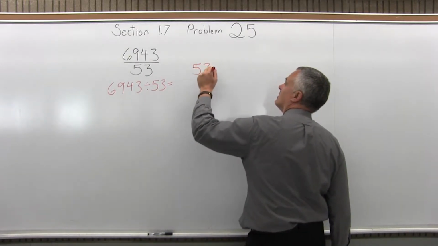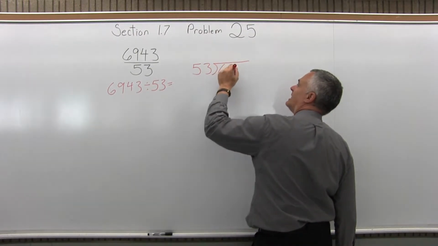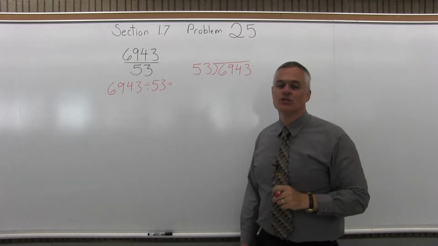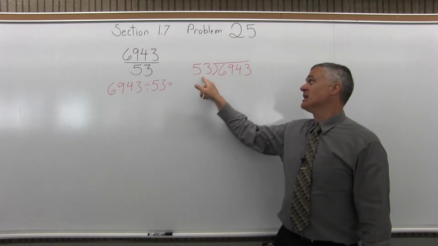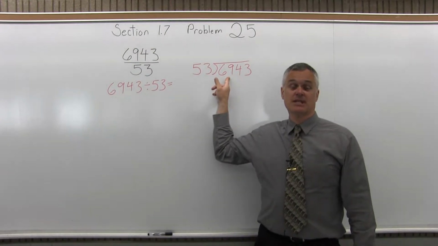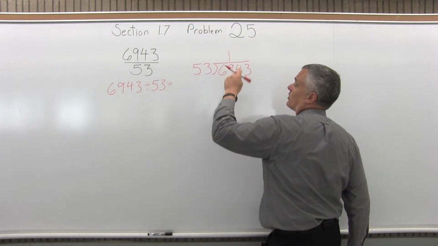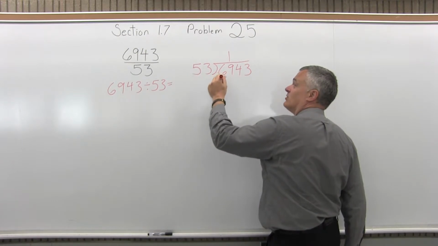53 goes into 6,943 how many times? So to do that, first you concentrate on the 69 and see how many times will 53 fit into 69. It will only fit in once. So I put a 1 over the 9. 1 times 53 is 53.